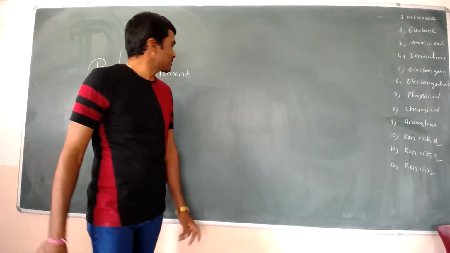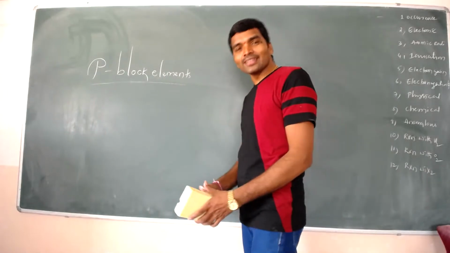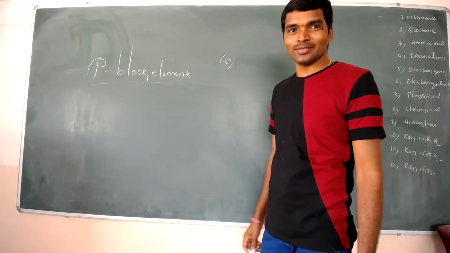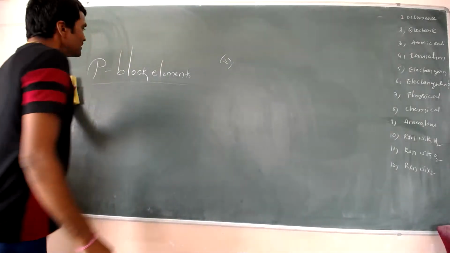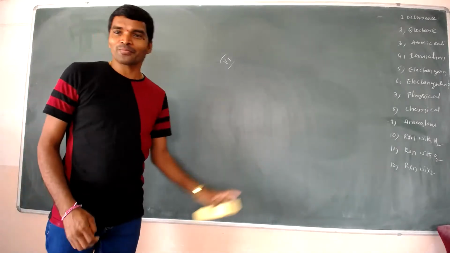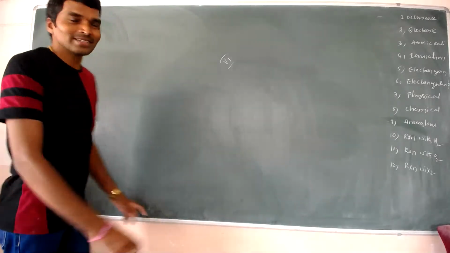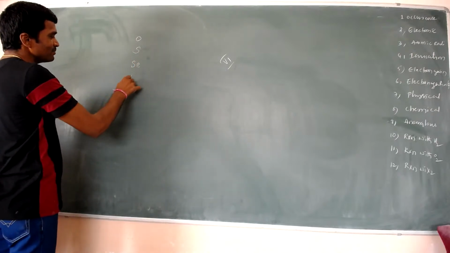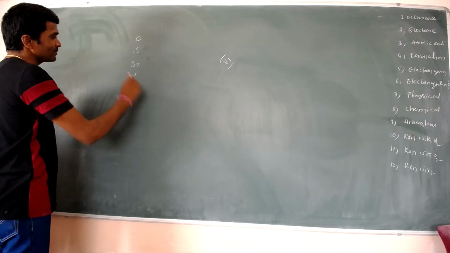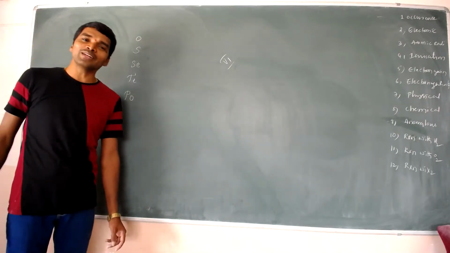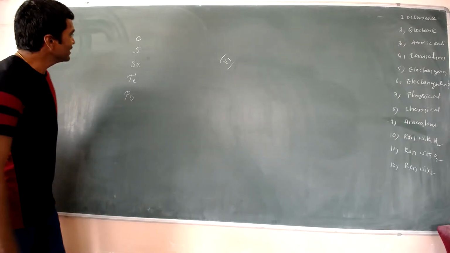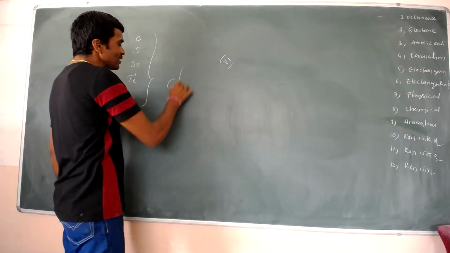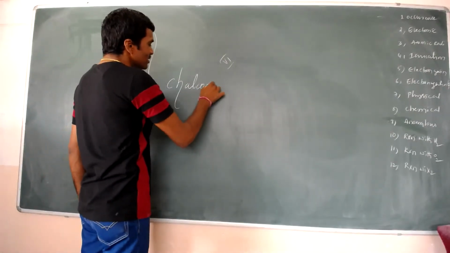Now we are going to discuss the p-block elements, in that, the sixth group elements. What are sixth group elements? Sixth group elements are oxygen, sulfur, selenium, tellurium, polonium. These elements are called chalcogens.